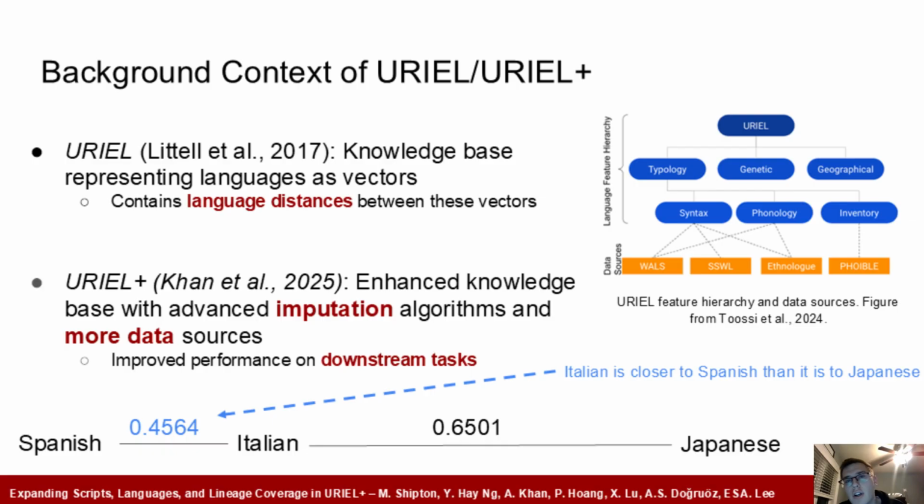To make this more concrete, consider the example on the slide. If we ask whether Spanish is closer to Italian or Japanese, URIEL or URIEL+ can quantify this directly. As we see, Spanish has a lower distance score to Italian than to Japanese, meaning Spanish is much closer to Italian than it is to Japanese. This kind of similarity signal is exactly what many multilingual NLP methods rely on.